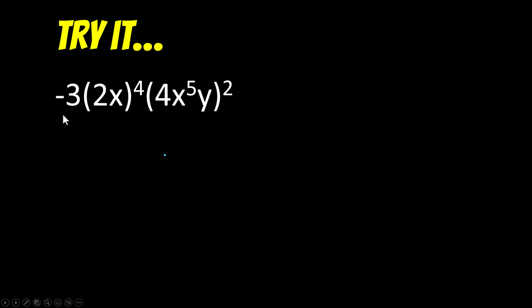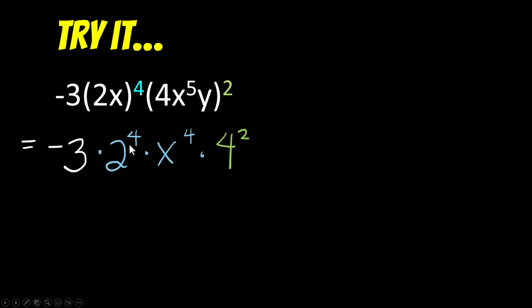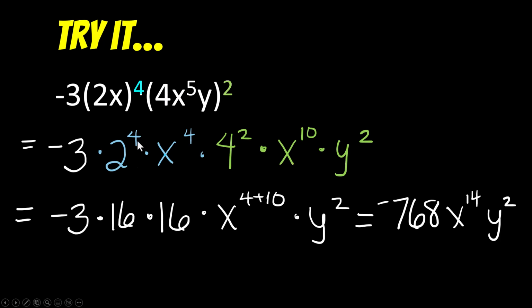All right, we have -3 out here, but note the -3 is not inside the parentheses, so we're going to just leave that alone. It does not get the 4th power. The 2 gets raised to the 4th power, and the x gets raised to the 4th power. In the second parentheses, everything is being raised to the 2nd power, so 4 squared. x to the 5th raised to the 2nd power is x to the 10th, and y squared. 2 to the 4th power is 16. And 4 to the 2nd power is also 16.